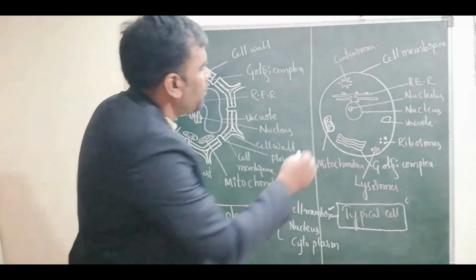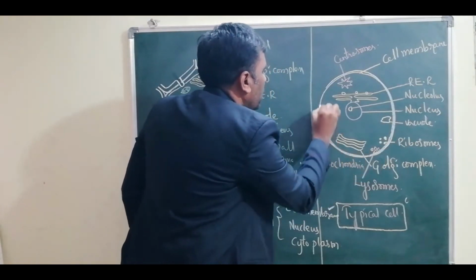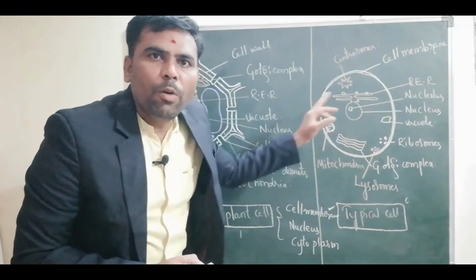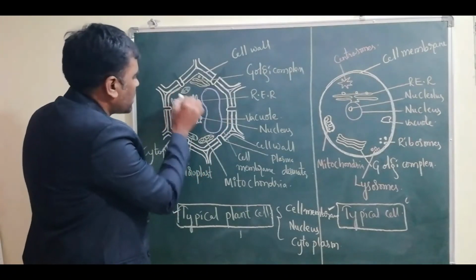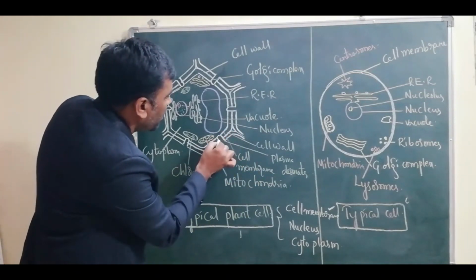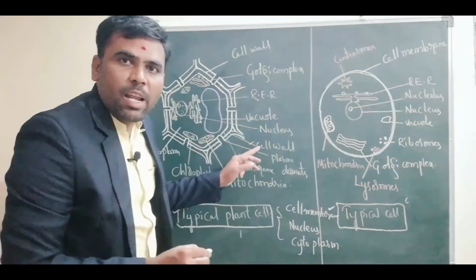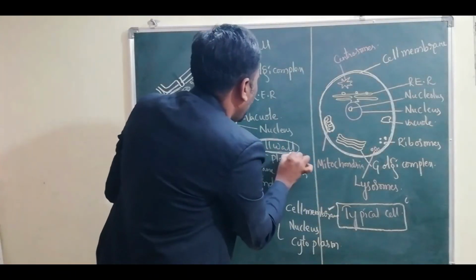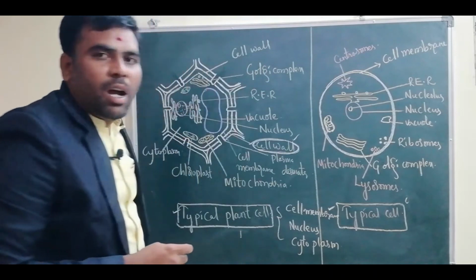If you observe the animal cell, there is an outer membrane that is called the cell membrane. In the animal cell, the cell membrane is the outermost membrane. In the case of the plant cell, there is a cell membrane, and around the cell membrane there is another membrane called the cell wall. In the plant cell, the cell wall is the outermost membrane. In the animal cell, the cell membrane is the outermost membrane.